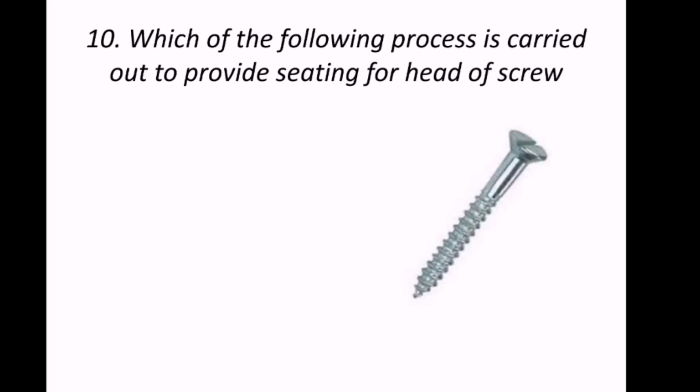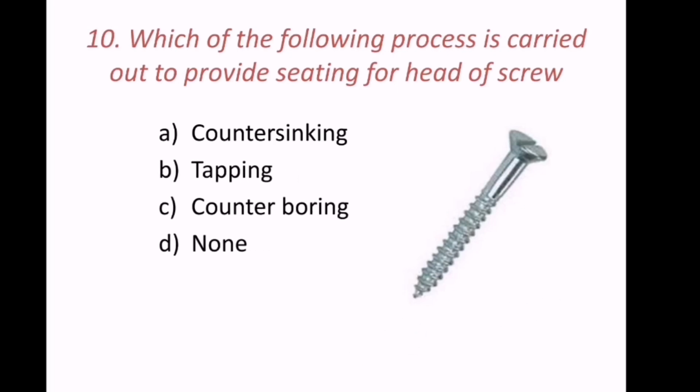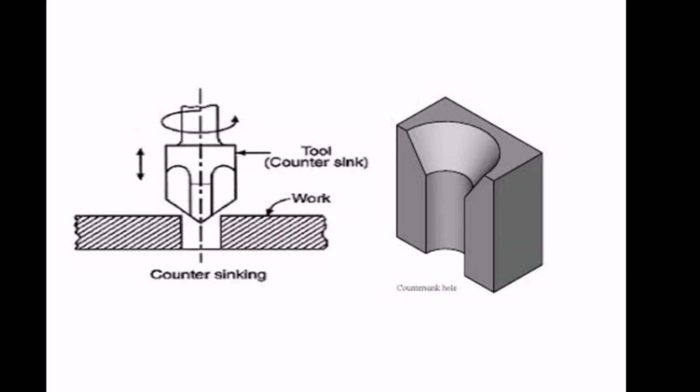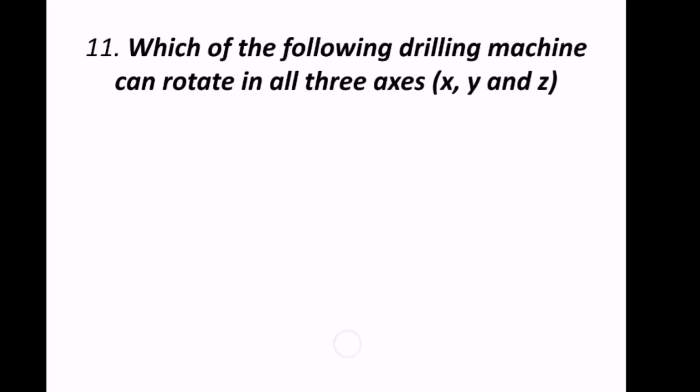Tenth question, which of the following processes is carried out to provide seating for the head of a screw? Maybe countersinking, or tapping, or counter boring, or none of the above. Here the correct answer is countersinking. This is the operation. With this countersinking we can prepare the seating for the head of the screw. So countersinking is the correct answer.